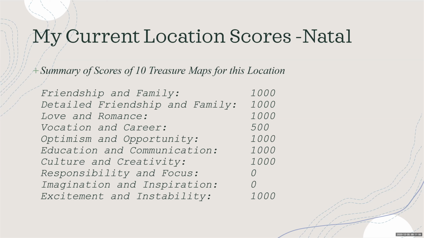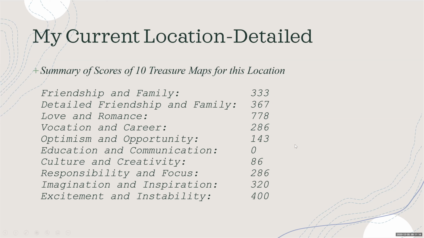But you can see a lot of high scores. Vocation score was 500. My responsibility and focus score, as far as the overall, is 0. But this is where it shifts, and this is when we go into detailed aspects. I'm starting to look at even down to quadnovials, the sesquiquadrate, and we're going to be looking at more of the harmonics. We still see that I have relatively high scores.